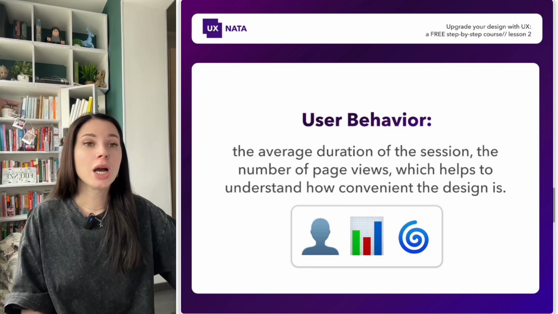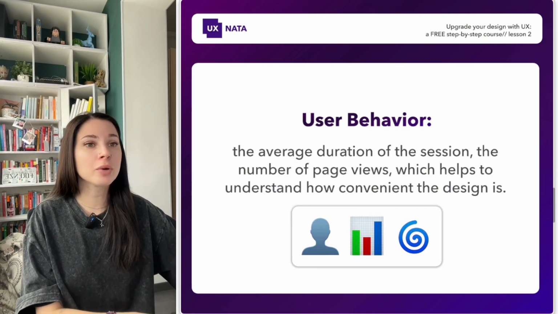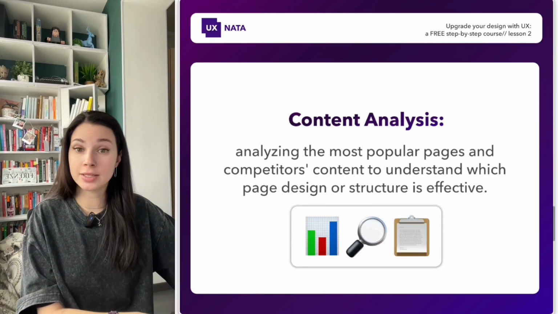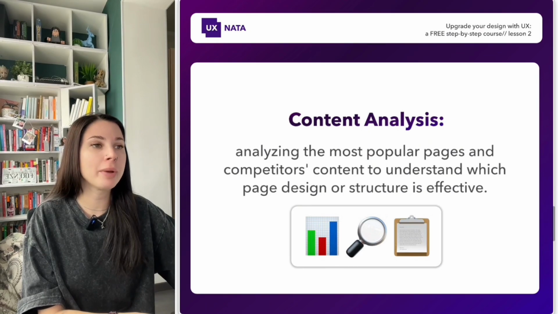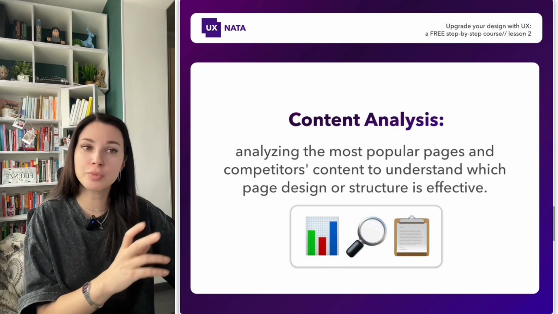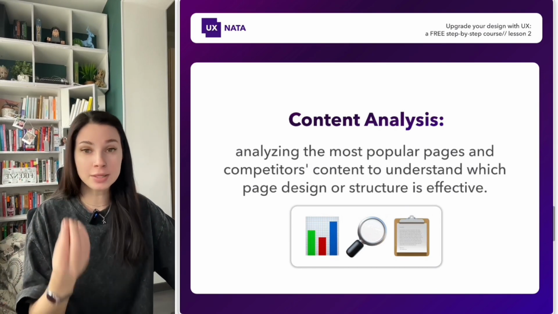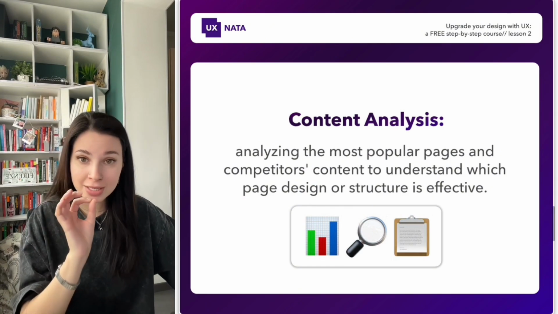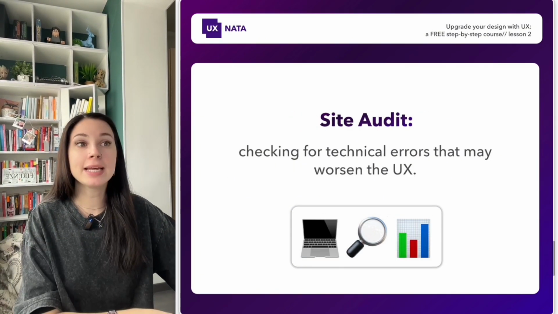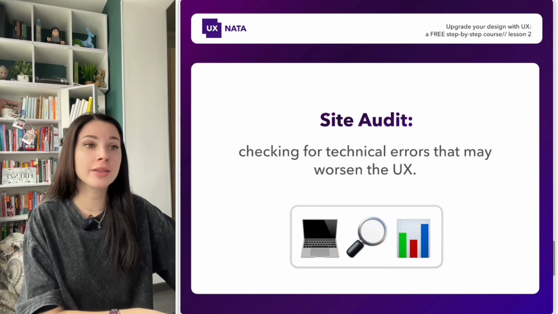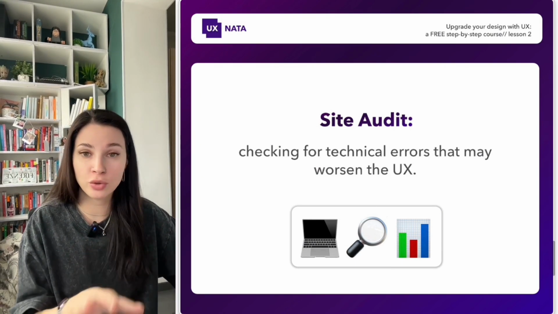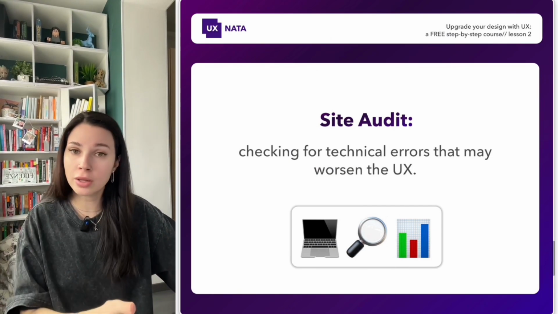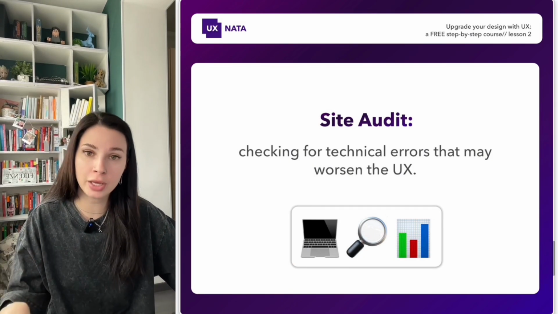User behavior: the average duration of the session, the number of page views, which helps to understand how convenient the design is. Content analysis: analyzing the most popular pages and competitors' content to understand which page design or structure is effective. Sometimes a page could be very popular but not effective, and you should be critical of these pages. And site audit: checking for technical errors that may worsen the UX. There are many tools like SimilarWeb and Google to understand where the pain points are.